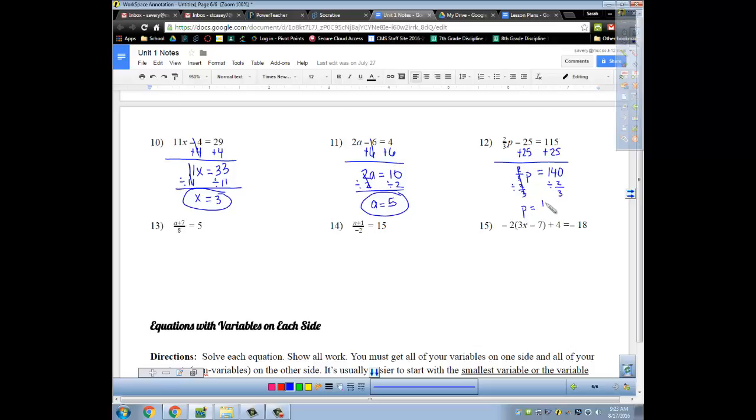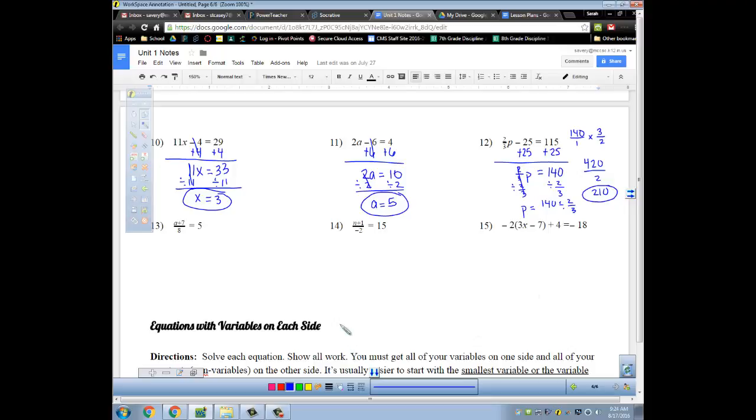So we get 140 divided by 2/3. And I'm going to need some more room. I'm going to write 140 as 140 over 1. Change division to multiplication and flip your second fraction. 140 times 3 is 420. 1 times 2 is 2. And 420 divided by 2 is 210. So that is your final answer.